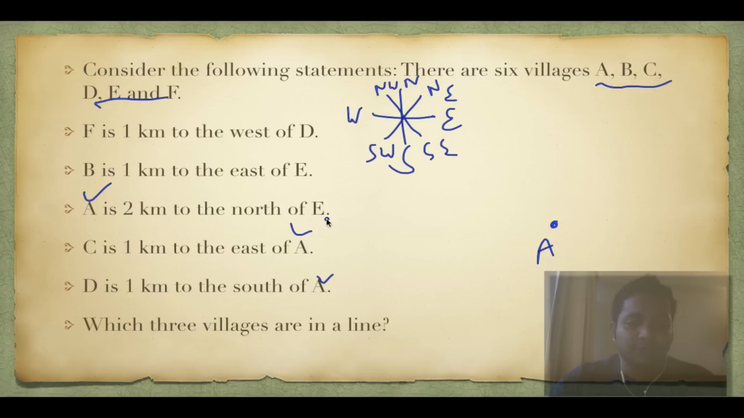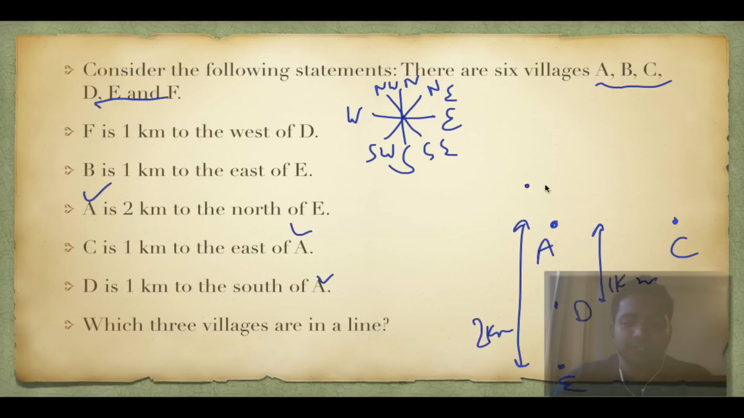A is 2 kilometers to the north of E. So E is somewhere here. Okay. Then C is 1 kilometer to the east of A. So C is somewhere here. Then D is 1 kilometer to the south of A. So D is somewhere here. Remember, from here to here it's 2 kilometers, from here to here it's 1 kilometer. Then B is 1 kilometer to the east of E. So B is somewhere here.